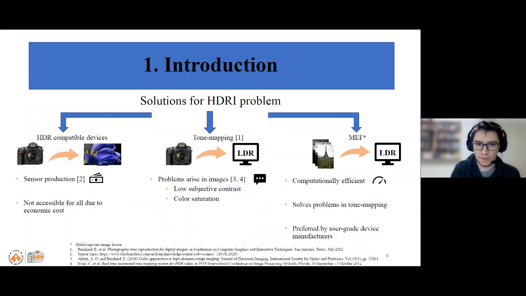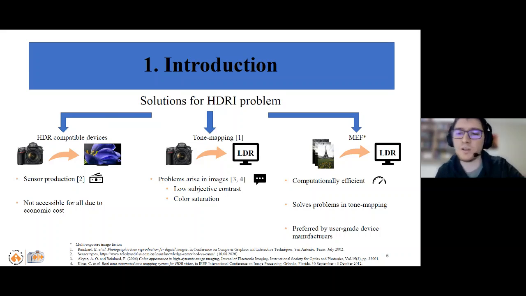The solutions for HDR are both hardware-based and software-based. The hardware-based ones depend on CMOS and image sensor production, and they are very costly. That's why most user-grade device manufacturers today tend to solve this problem with software-based methods like tone mapping or multi-exposure image fusion.